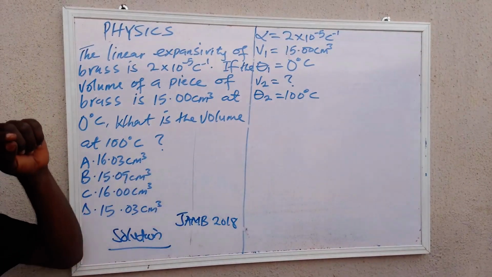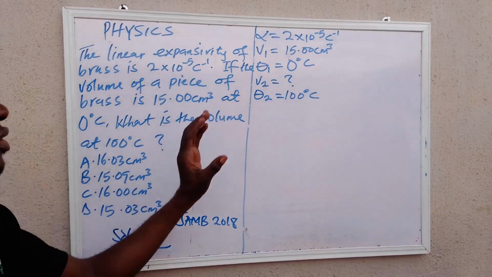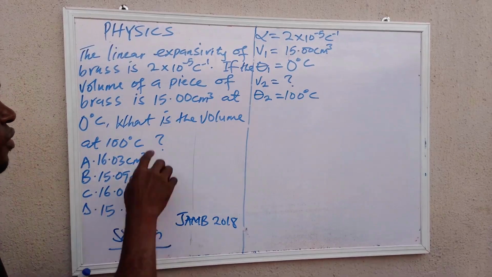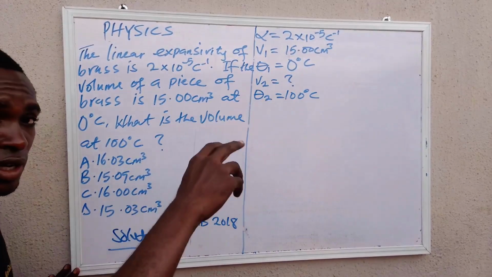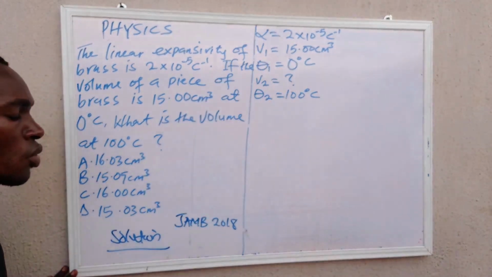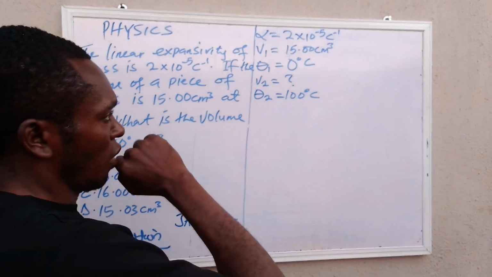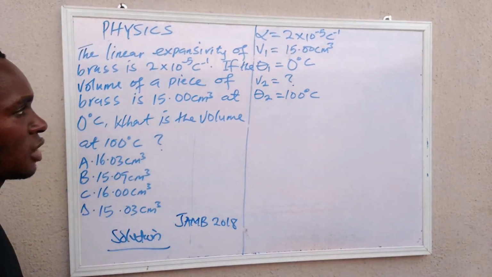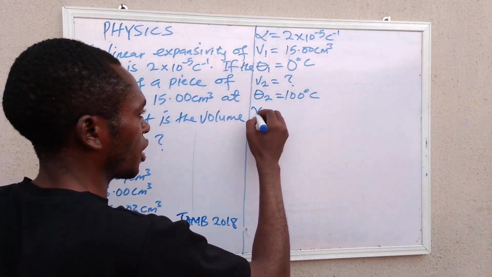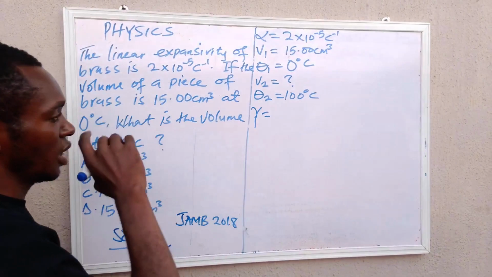So the next thing you must consider is, what is the relationship? What is the formula that you are supposed to use? What is the formula for calculating volume expansivity? Because if you discover here, all we have is volume. So the question is based on volume. So what is the formula for calculating volume or cubic expansivity? Volume expansivity is presented with a gamma sign.